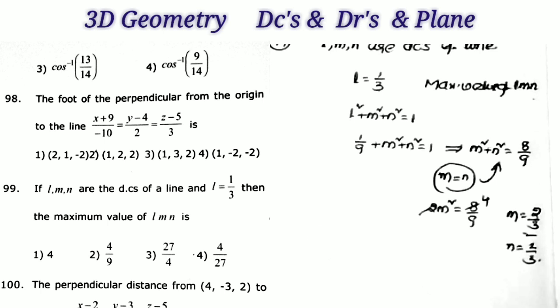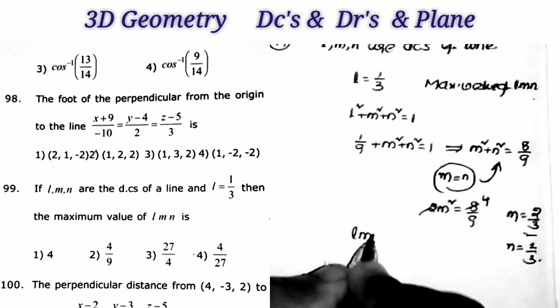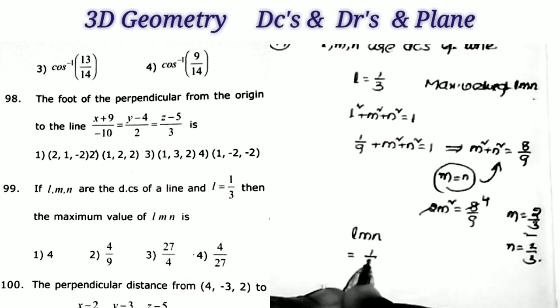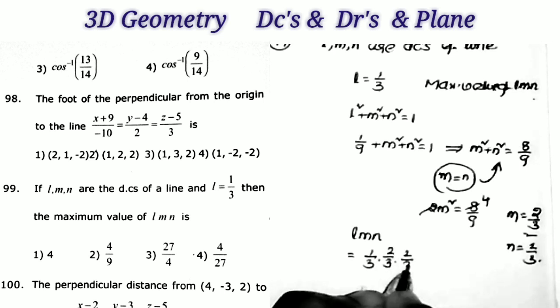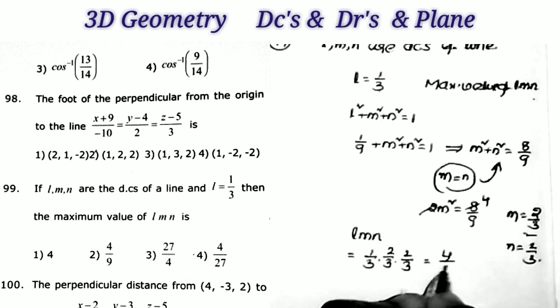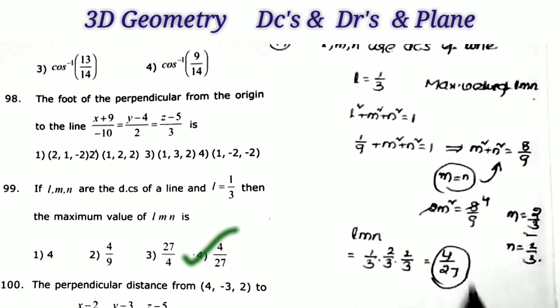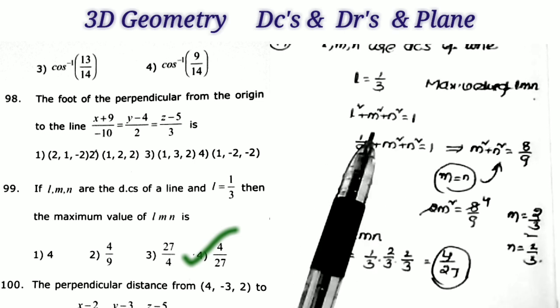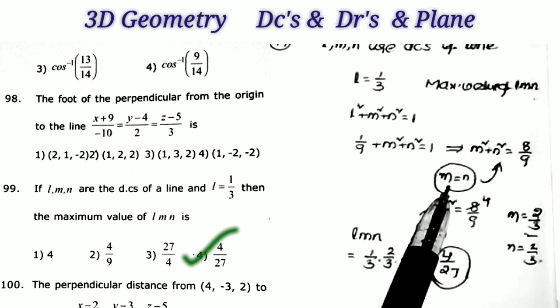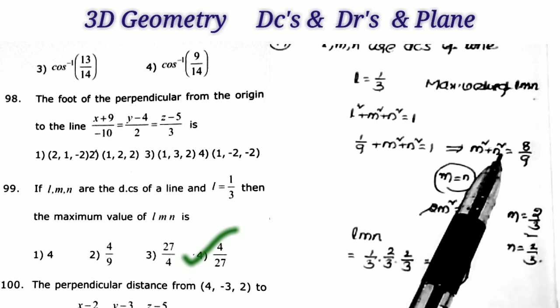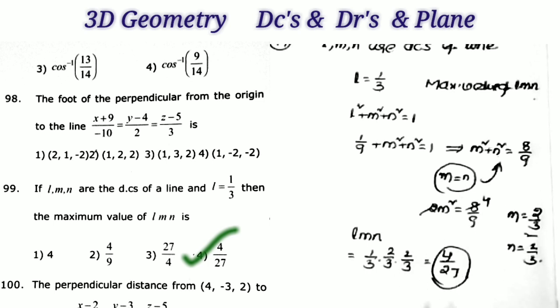Now, what is the maximum value of LMN? L into M into N is equal to L value 1 by 3, M value 2 by 3, N value 2 by 3. Therefore, the answer is equal to 4 by 27. That's all, and that is the last option. Very easy, just taking the relation. After that, to get the maximum value, we replace M equal to N in this condition. That is the procedure.